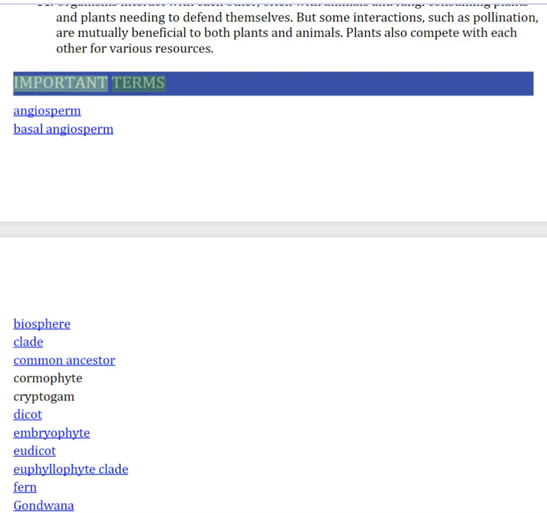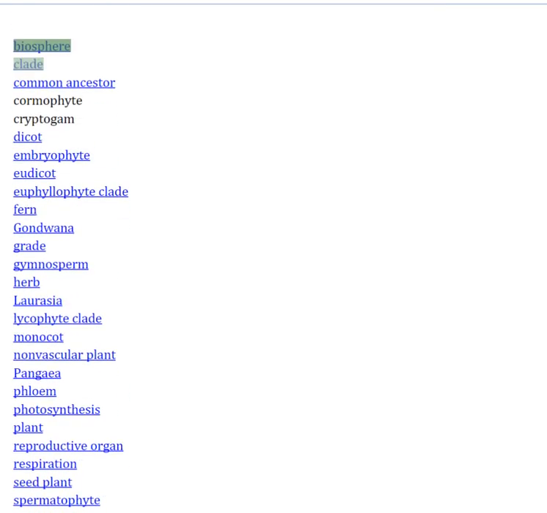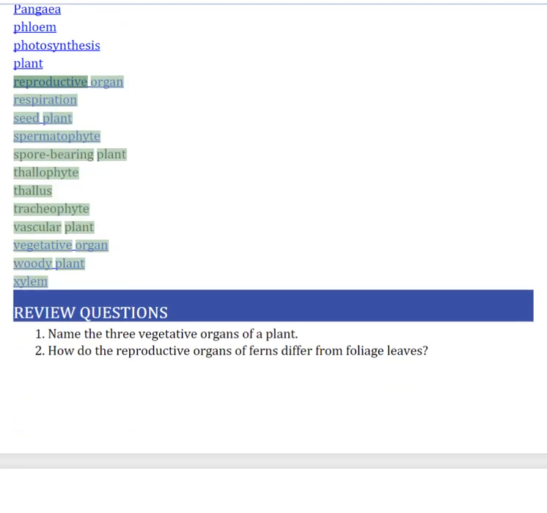Important terms: Angiosperm, basal angiosperm, biosphere, clade, common ancestor, cormophyte, cryptogam, dicot, embryophyte, eudicot, Euphyllophyte clade, fern, Gondwana, grade, gymnosperm, herb, Laurasia, Lycophyte clade, monocot, non-vascular plant, Pangea, phloem, photosynthesis, plant, reproductive organ, respiration, seed plant, spermatophyte, spore-bearing plant, thallophyte, thallus, tracheophyte, vascular plant, vegetative organ, woody plant, xylem.